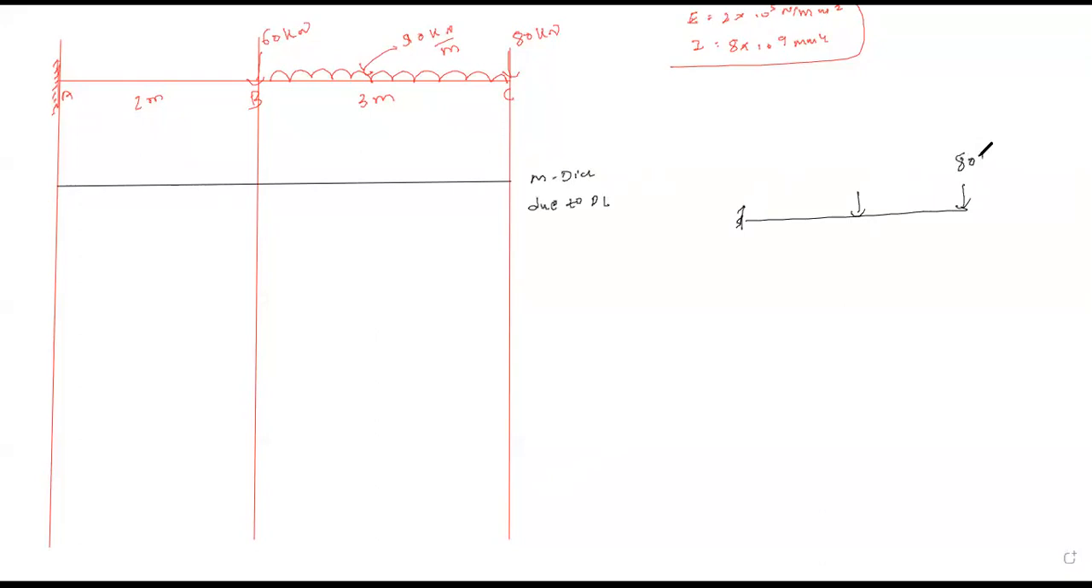80 kilonewton, 60 kilonewton, 2 meter, 3 meter. Okay, so now we will separate out this particular beam into two parts. One is the beam subjected to point load, and second is the beam subjected to UDL. Everybody with me? Please confirm me.